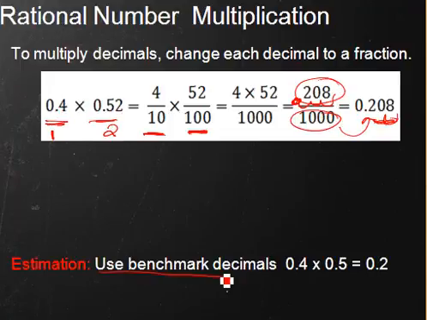We can also use estimation or benchmarks in order to estimate our answer. We could estimate this as 0.4 times 0.5, which is 2/10, which is a very close estimation.